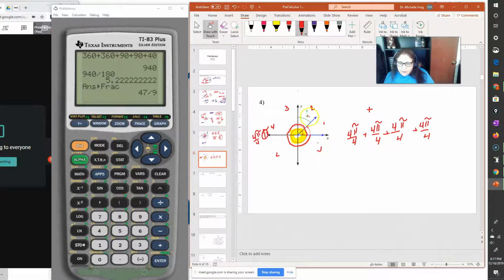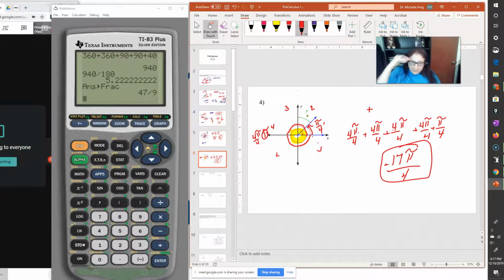And then finally, we don't know what this is, but we know that each of those sections is worth pi over 4, because that's how we divided it. So really, this is just plain pi over 4. And then we add it up. 4 plus 4 plus 4 plus 4 plus 1 is 17. And then our denominator stays the same. And again, it's going to be positive because it's going up. Okay, so that is about 2 to 3 questions of your test.